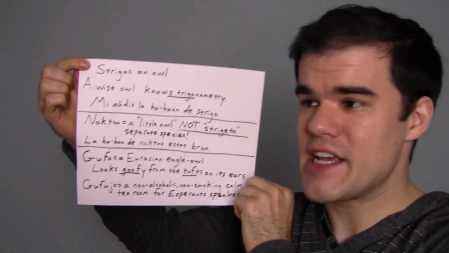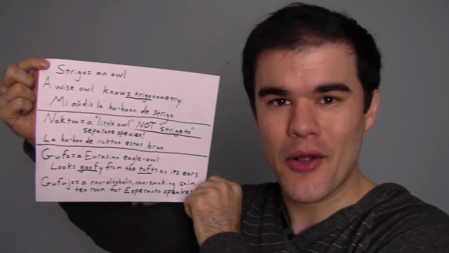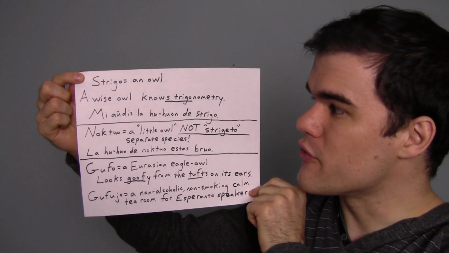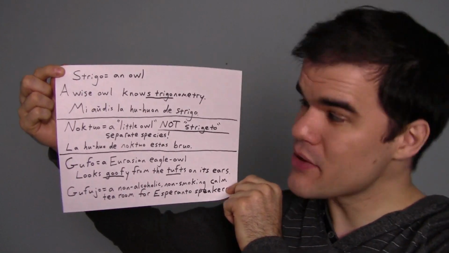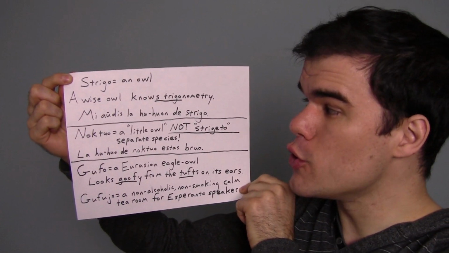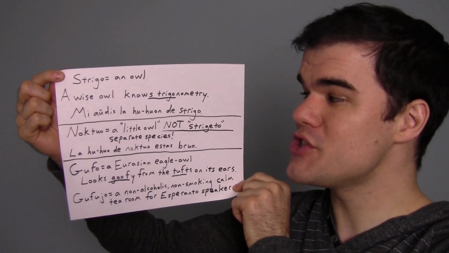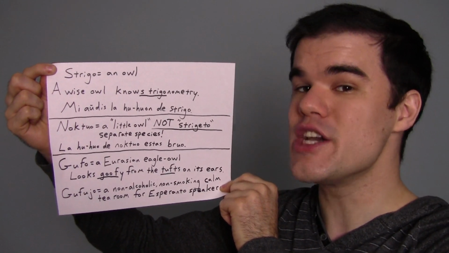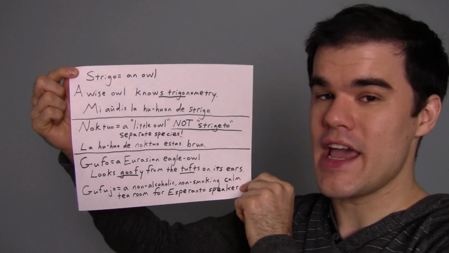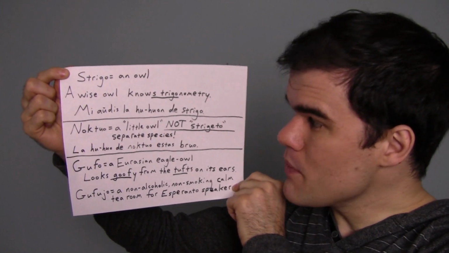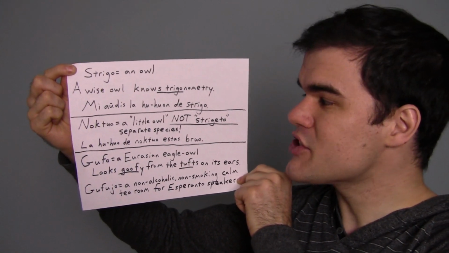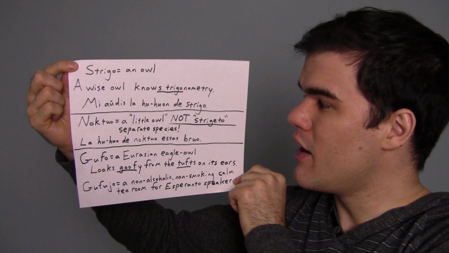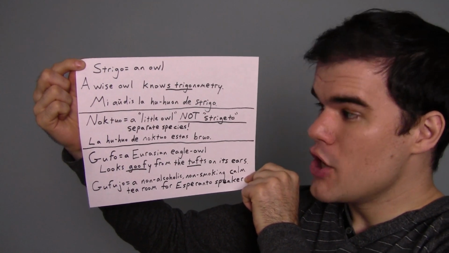You can say it was a gray owl or a black owl or whatever, but strigo is the word for an owl. A way to remember that is a wise owl knows trigonometry. Knows trigonometry. Strigo. Okay? That is a strigo, an owl. Mi audis la huhuon de strigo. I heard the huhuing of an owl.